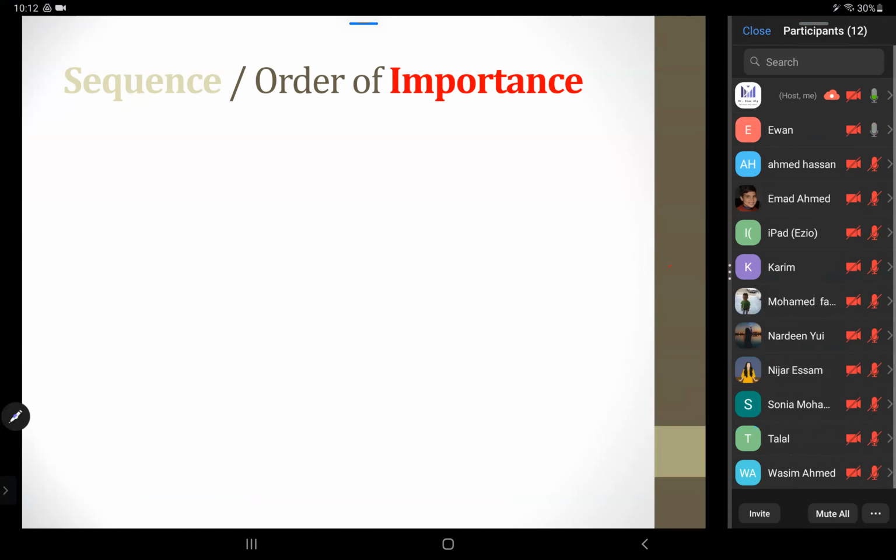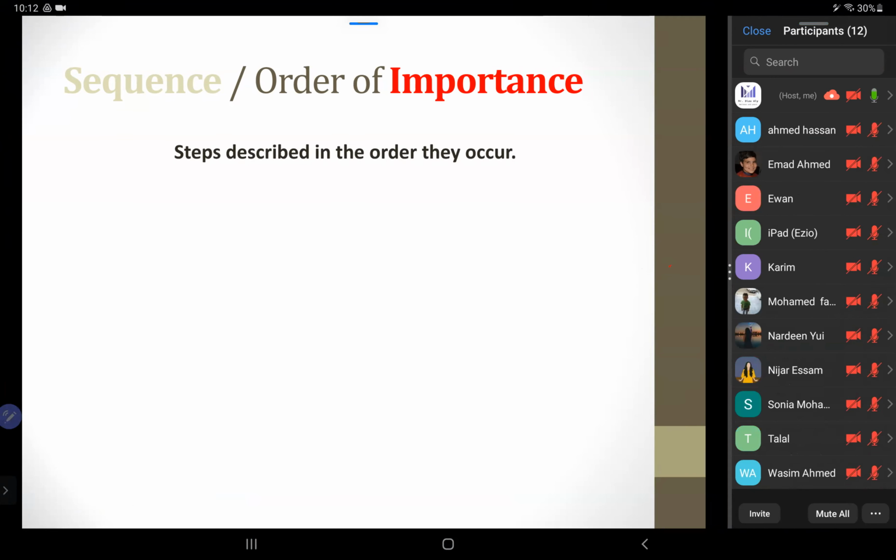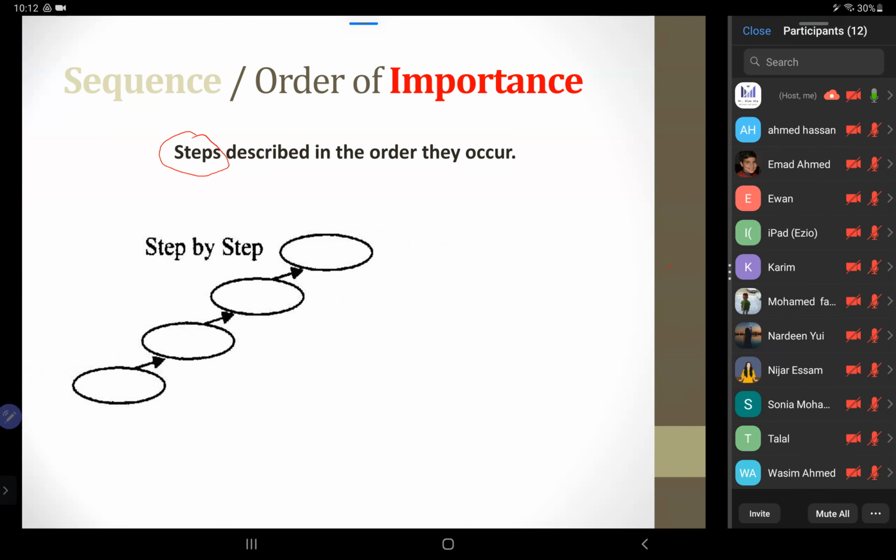For example, you watch a video, and also it's very close to the one which we discussed a few minutes ago, which is the chronological one. This one, or the text, goes in some kind of steps. For example, you are reading an article or an essay on how to make a pancake or how to tie your shoe.